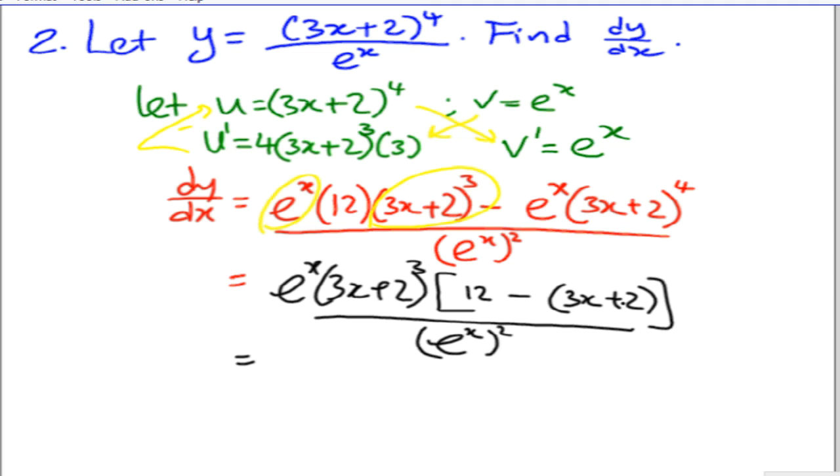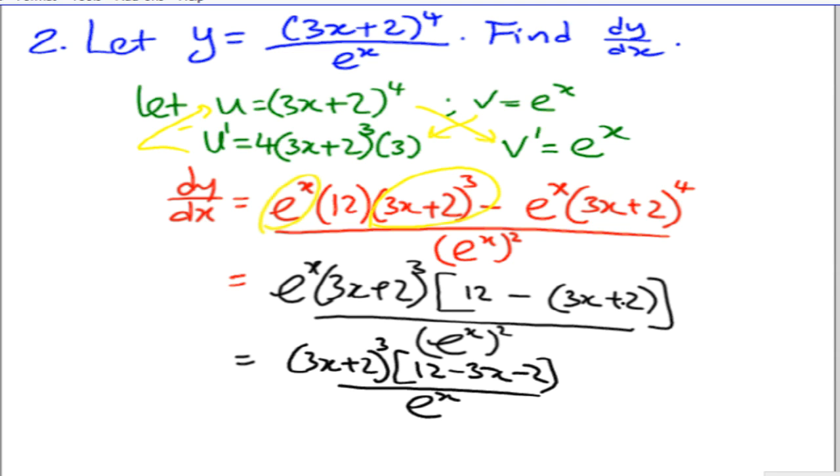Now simplifying means one of the e to the power of x and one of the e to the power of x cancel out, so you are left with (3x plus 2) cubed, and then inside the square bracket will be 12 minus 3x minus 2, and then divided by e to the power of x. This whole thing is numerator (3x plus 2) cubed, and then here is 12 minus 2 is 10, so 10 minus 3x, and then everything is divided by e to the power of x.